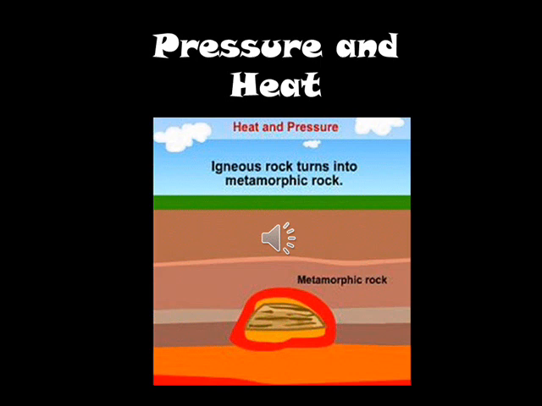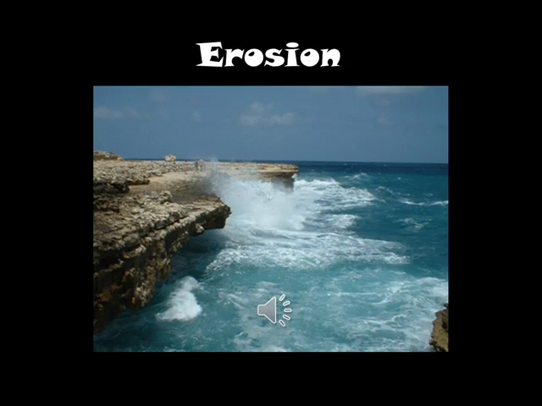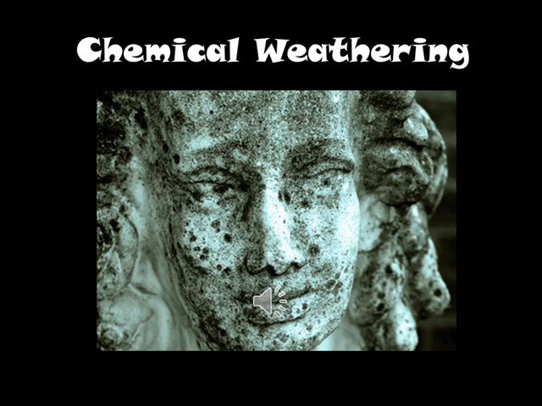This video is brought to you by the words pressure and heat. The process of applying pressure to the rock under the surface of the earth and applying heat to the rock under the surface. And erosion, the process of the surface wearing down from water, glaciers, and wind.